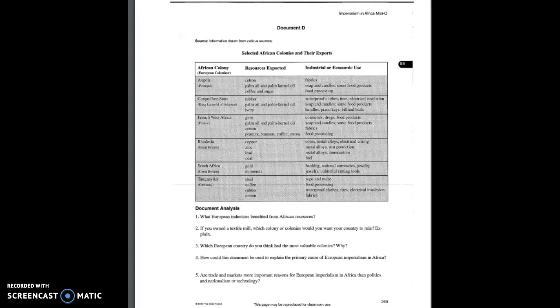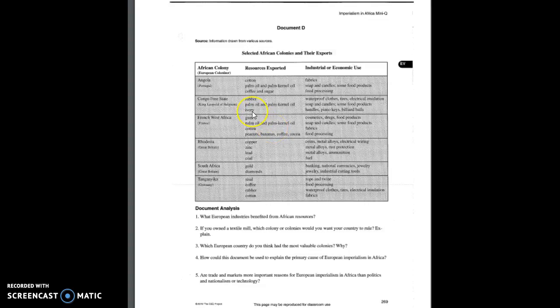All right, in document D, we have a chart that we could look at. The title of it is Selected African Colonies and Their Exports. Remember, exports means what's exiting Africa, so what's actually being sent back to, in this case, the European countries. So there are several items that you could add to your list or your chart.